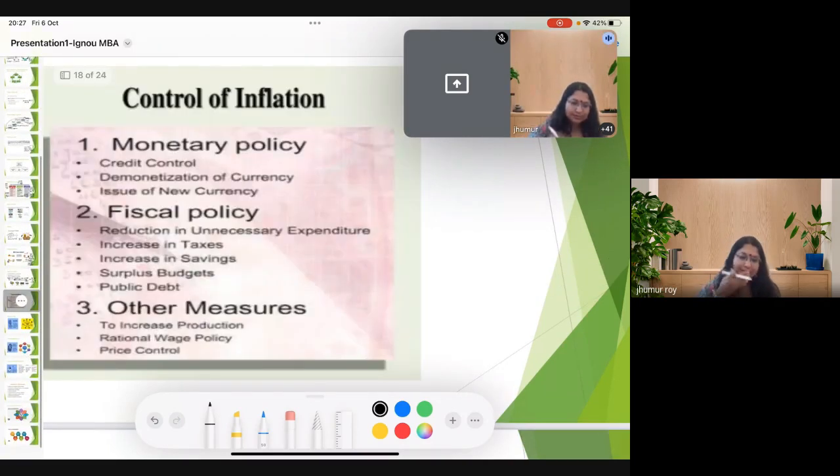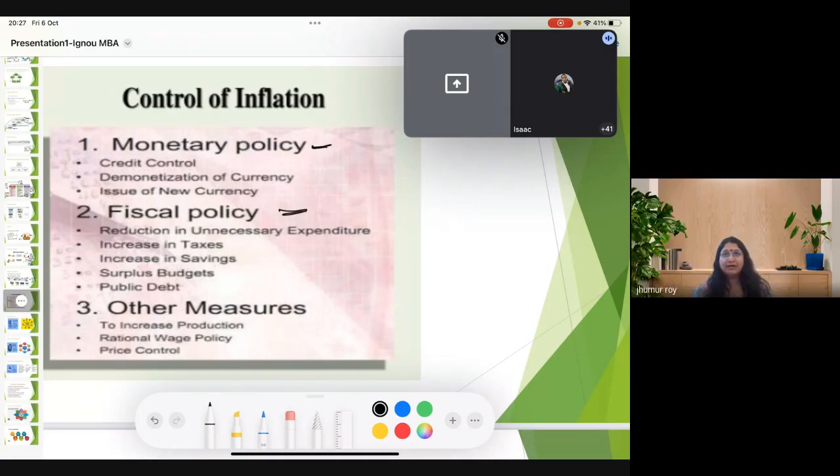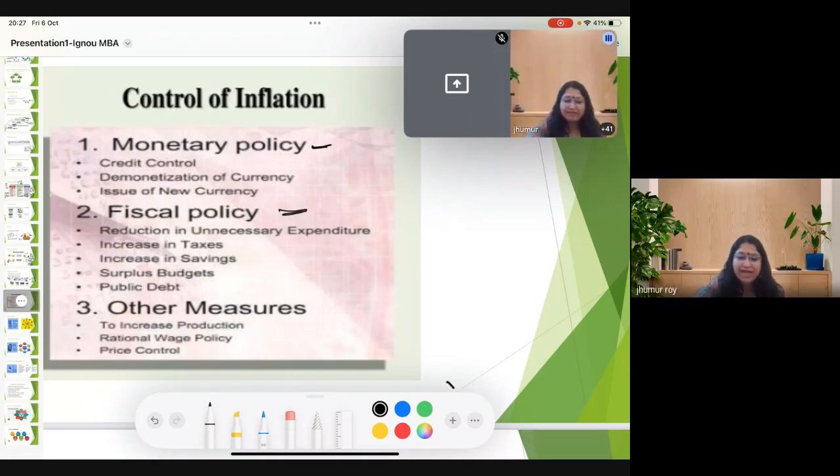Next point, that is, how do we control this inflation? To control inflation, we normally use two very important methods. One is your monetary policy, and the second is your fiscal policy. So under monetary policy, we will have something as the bank rate. If people are just borrowing more amount of money, I will increase the rate of interest. Okay, so it is called as increase the bank rate.